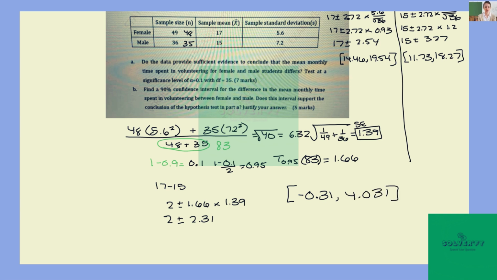So does this interval support the conclusion of the hypothesis in part A? Justify your answer. No, because it includes 0.